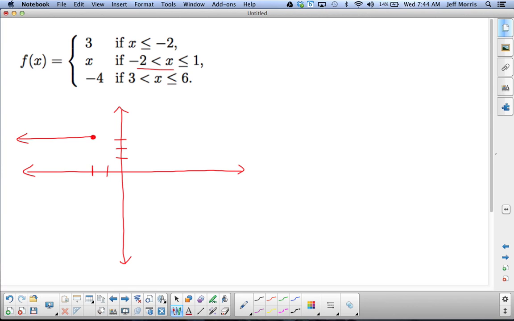The next piece is from -2 to 1, and I want to graph the function f of x equals x, which is just a straight line which passes through the origin. So I know it's going to cross through the origin, but I'm actually going to use the two endpoints of the interval on the domain to get 2 points and then just connect those 2 points. So at -2, if I plug -2 in, I'm going to get -2. That'll be an open circle because it's just less than. And then at 1, if I plug 1 in, I'm going to get 1, and that'll be closed.